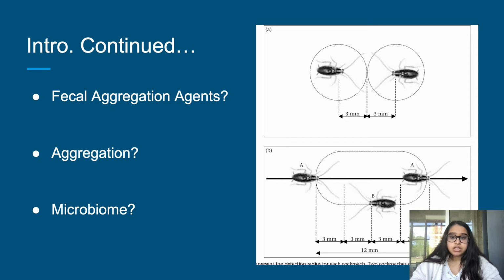As for aggregation, it is when a group of organisms of the same or different species live closely together, usually in clusters. Moreover, aggregation pheromones are emitted from the animal in order to attract individuals of the same species to locations for specific reasons, such as feeding, mating, and so on. Finally, the microbiome is the collection of all microbes such as bacteria, fungi, viruses, and their genes that naturally live on in the bodies of all animals.